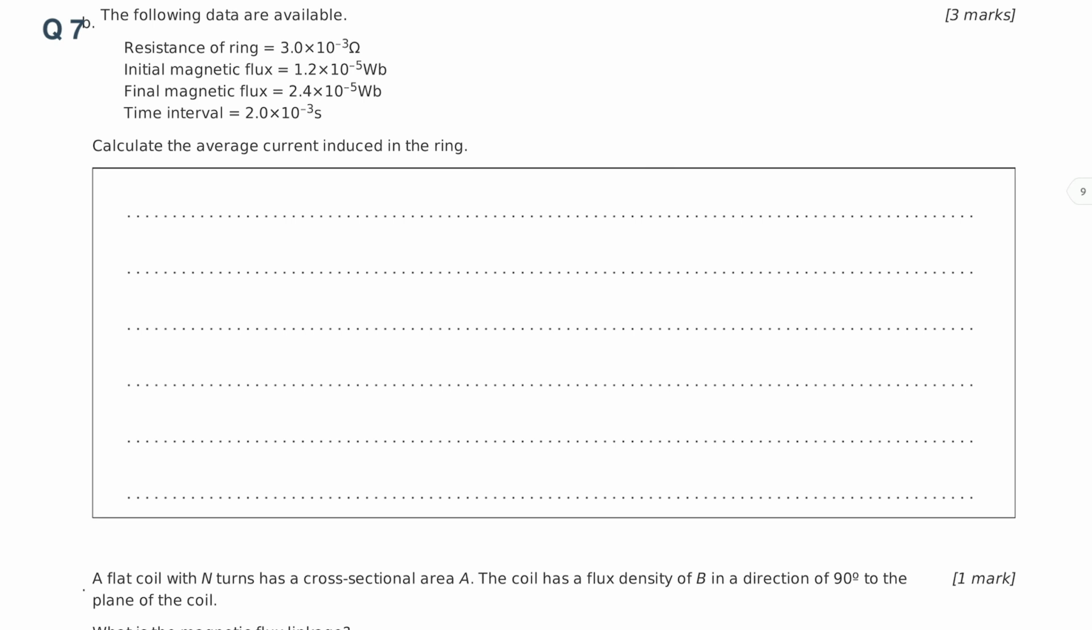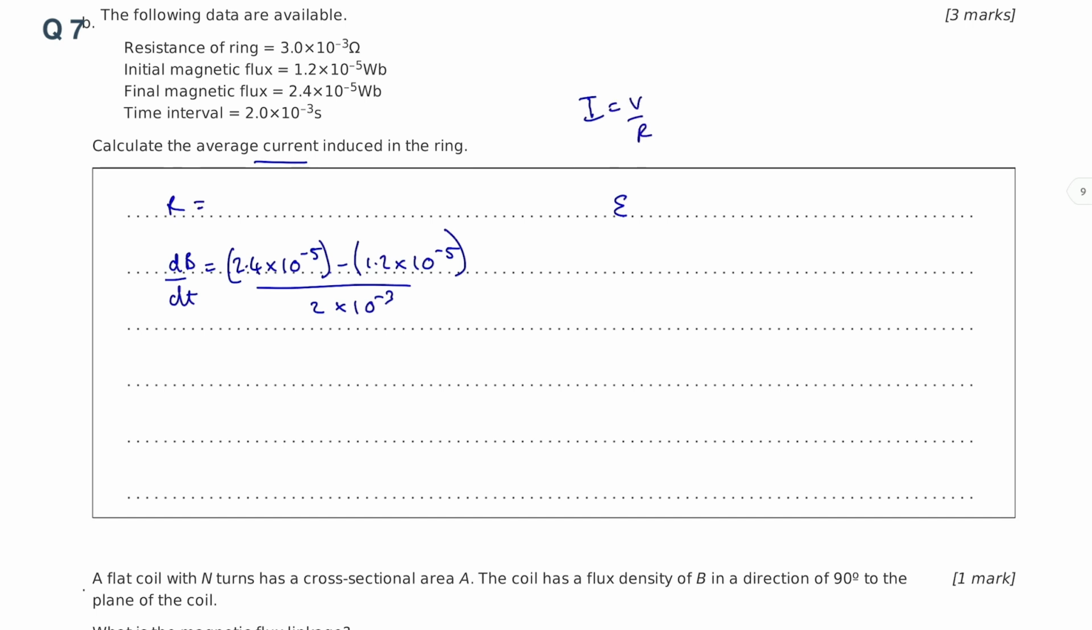B. The following data are available. We've got the resistance, we've got initial magnetic flux and final magnetic flux. That insinuates to me that we're looking at a rate of change of magnetic flux. Let's just work that out. 2.4 times 10 to the minus 5 minus 1.2 times 10 to the minus 5 over time 2 times 10 to the minus 3. Calculate the average current induced in the ring. Well, we can't find current straight away, but we can find EMF. And if you remember correctly, I is equal to V over R, and we've got R. So let's find EMF first using Faraday's law.